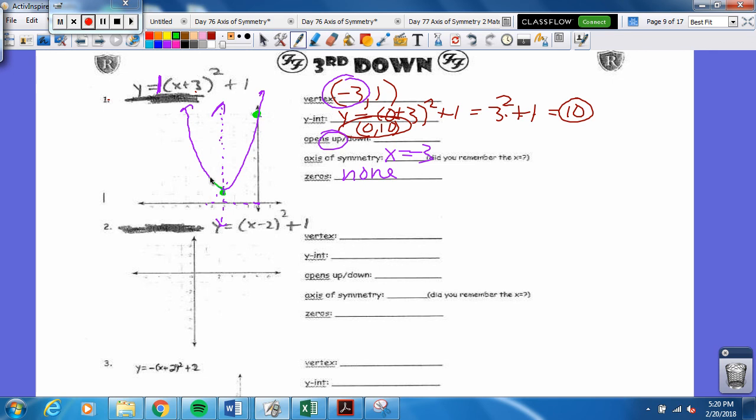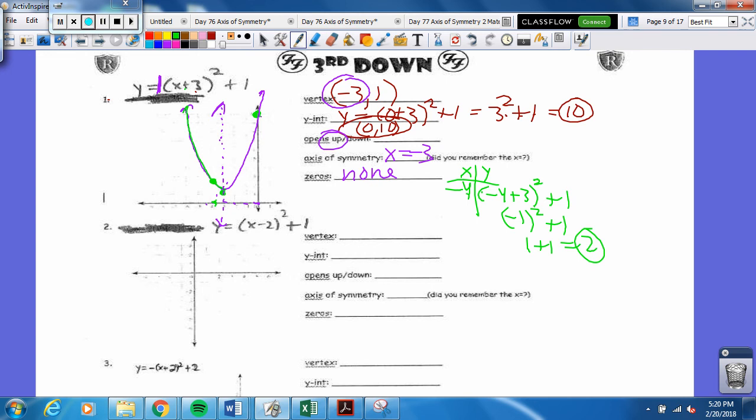So I just drew this other part just to demonstrate that there were no zeros, but I actually need a point somewhere else. So I'm going to put a point over here. So this is negative 4. So x and y. So if I plug in negative 4, what am I going to get? So I'm going to put it in here. So that's going to be negative 4 plus 3 squared plus 1, which is negative 1 squared plus 1, which is 1 plus 1, which is 2. So negative 4 and 2, negative 4 and 2. Bam, there's your third point. 1, 2, 3. All good to go.